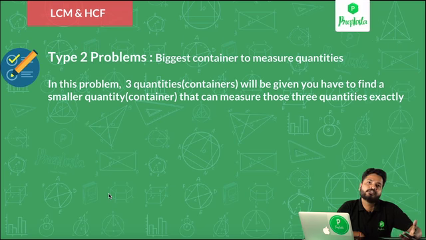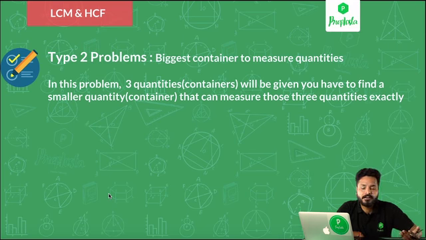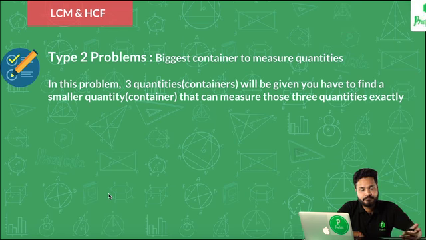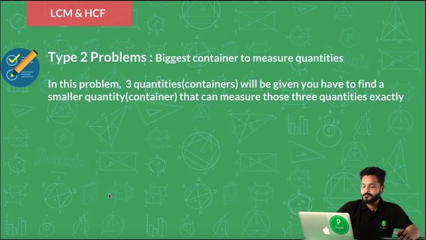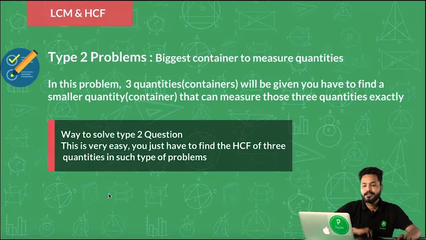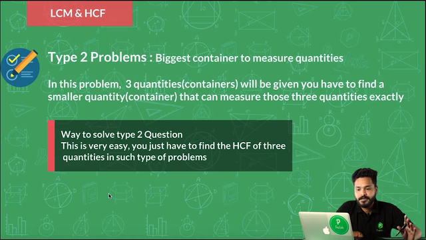So let's say you have to measure 120 liters of milk, 240 liters of milk and 360 liters of milk, and you have to find the smallest container which can be used to measure all these three quantities. In such cases, you just need to find the HCF of the three quantities, and the HCF of the three quantities is the smallest container which can measure all these three quantities. Clear?